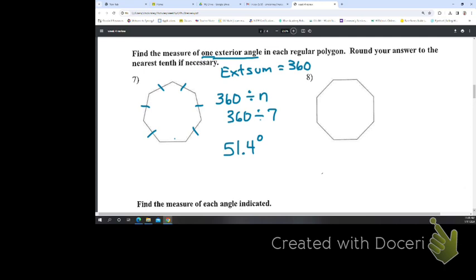Number 8, same process. Here we have our nice traditional stop sign octagon, but just in case I'll count, and yes, indeed, it does have 8 sides. So we're doing 360 divided by 8. A nice whole number, 45 degrees.